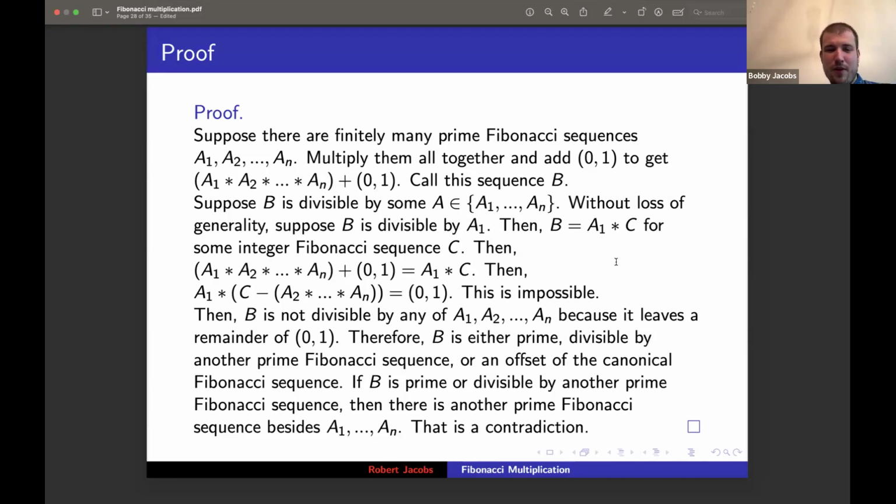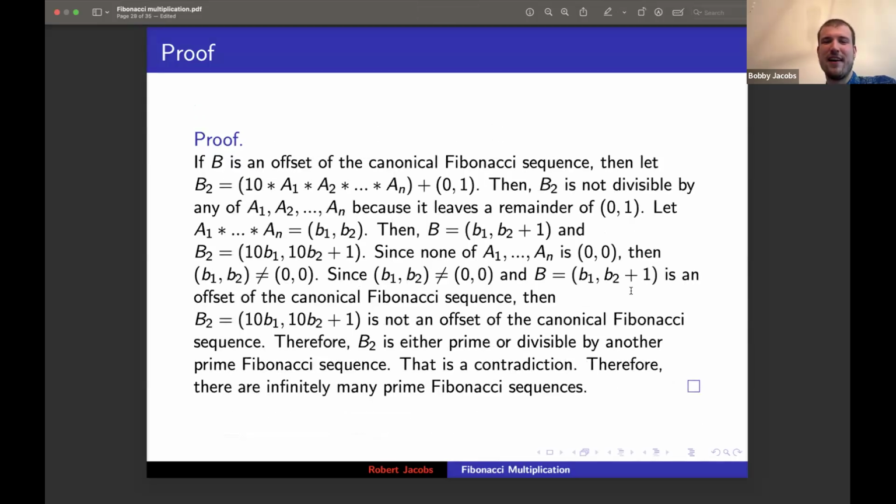So B is either a prime or divisible by another prime Fibonacci sequence, or it might be an offset of the canonical Fibonacci sequence. And if B is prime or divisible by another prime Fibonacci sequence, then there has to be some other Fibonacci sequences besides A1 through AN. That's a contradiction. But what if it turns out to just be an offset of the regular Fibonacci sequence?